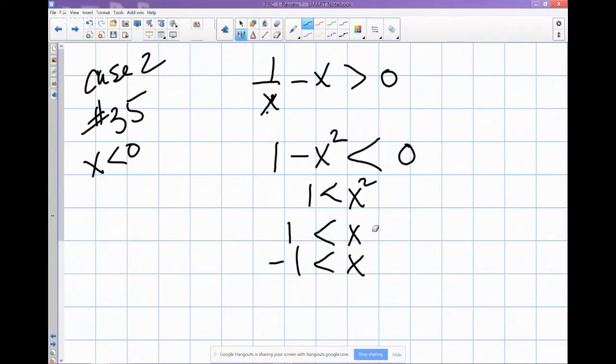I forgot to switch the sign. X is greater than 1, x is less than negative 1. X cannot be bigger than 1 and at the same time be less than negative 1. So case 2, while it's good we considered it, never came true.